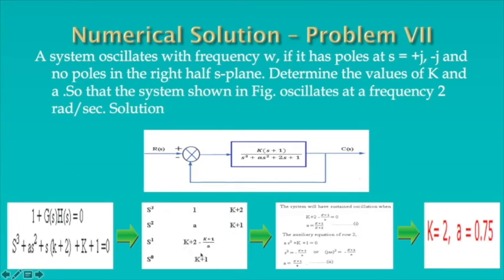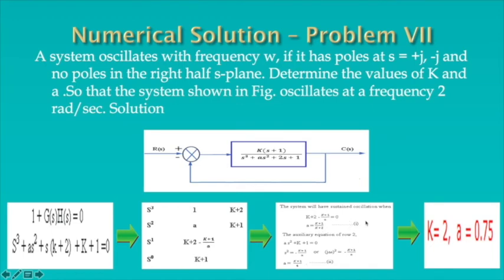And similarly from the fourth row, the system will have sustained oscillation. That means if this is 0, then in the first column there is no sign change. That means this system is a marginally stable system. This row being 0 means this third row is entirely 0. So from this equation calculate a: a equal to (k plus 1) divided by (k plus 2).